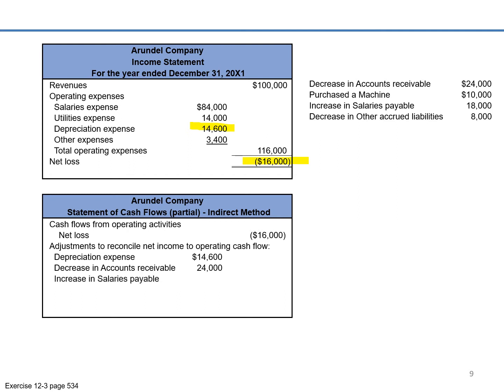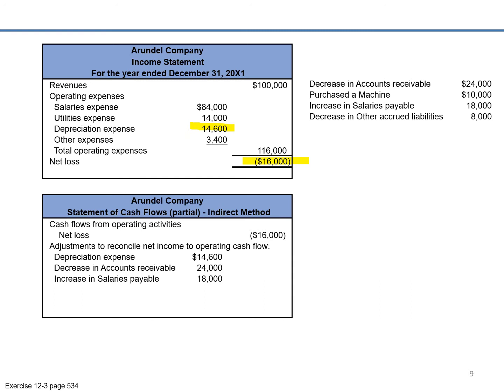Then what about our increases in salaries payable? As our payables increase, that means we're not yet paying the money out in cash because we're putting a liability on our books saying that we owe it. So we haven't paid the cash. So increases in payable accounts are also going to be increases in cash.